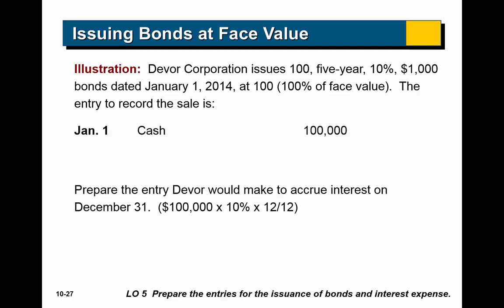If they had 100 $1,000 bonds, that means it would be $100,000. Their cash would go up, and their bonds payable would go up by $100,000.